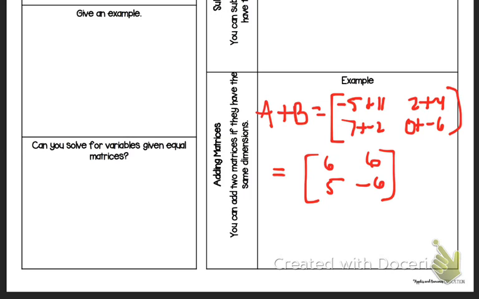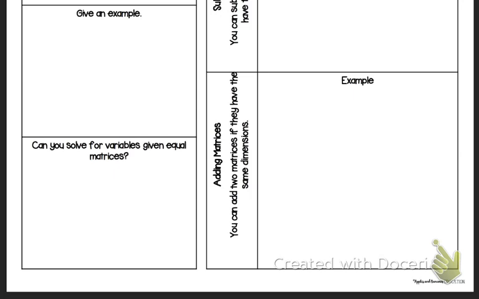So the most important thing to add and subtract matrices is they have to have the same dimensions, exact same. So they have to have the same number of rows and the same number of columns. Otherwise, you're going to have these extra spaces that you can't do anything with. Okay, moving on to the next page.